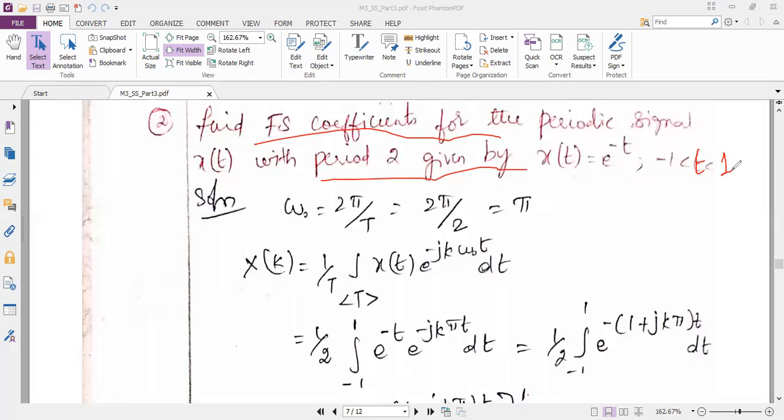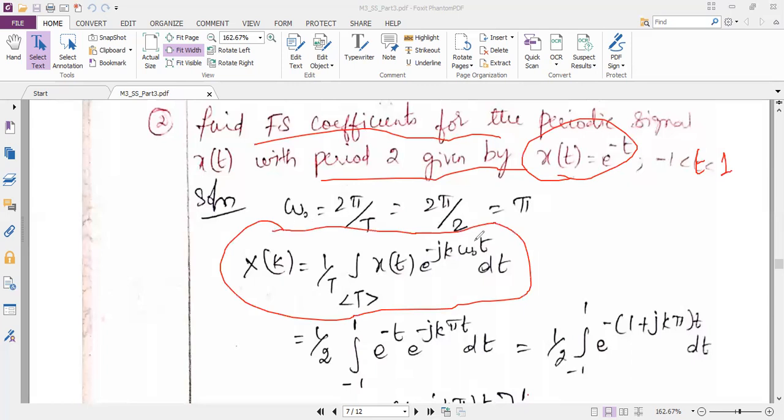Now the question x of t is not in sinusoidal form or cosine form. If it is not, then I have to use the original formula of x of k to find out x of k. So make it clear, we have to use the formula of x of k if the question is not in terms of cos form or the sine form.